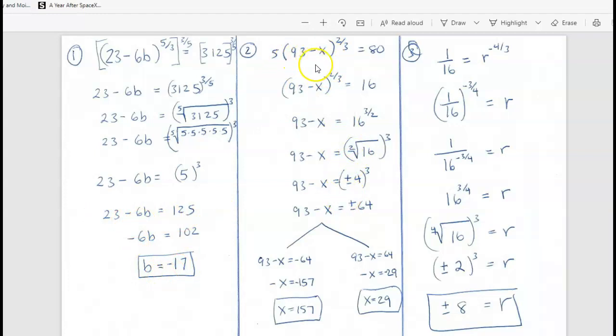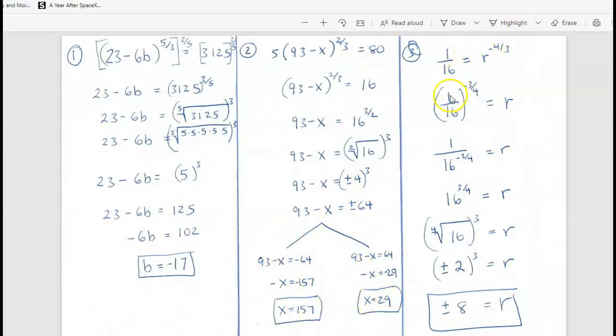As for number 2 here, you start by dividing both sides by 5. Raise both sides to the 3/2 power. Then you do the square root of 16 cubed. Square root of 16, though, we're going to get a plus and a minus 4 because we have an even root of a positive number. So when you raise that to the third power, you get 2 answers, positive and negative 64, so we get 2 equations. And solving both of those, we get that.